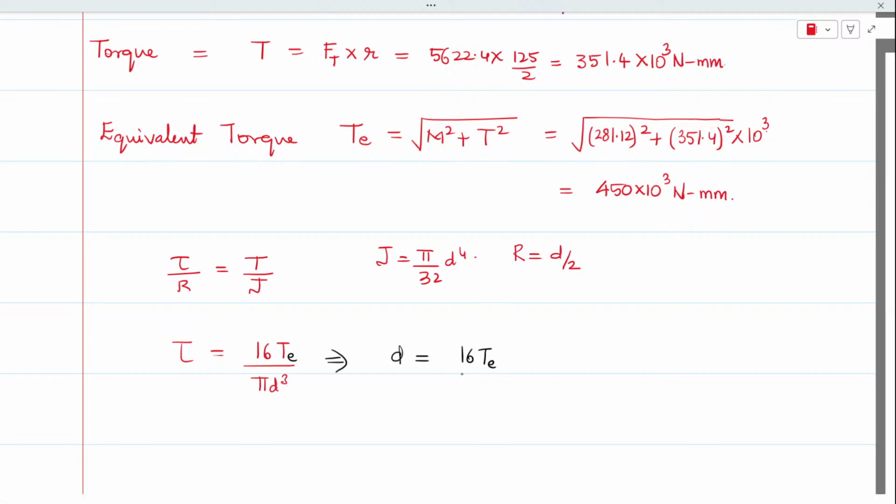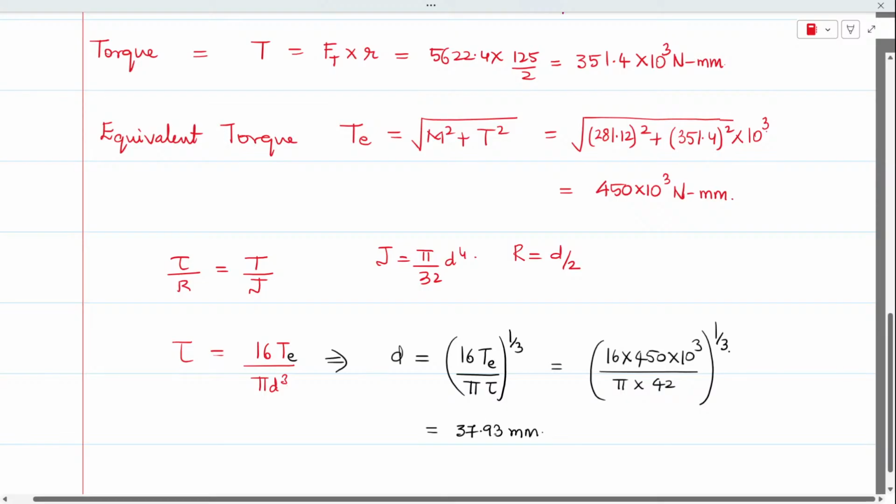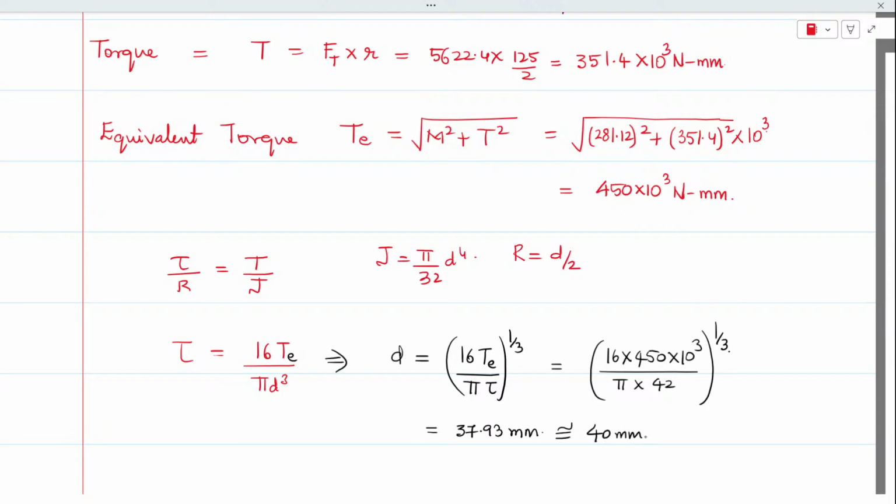d equals 16 Te divided by pi into tau, raised to the power of 1 by 3. So this will be 16 into 450 into 10 power 3 divided by pi into tau, which is 42, raised to the power of 1 by 3. Upon solving, we get 37.93. The diameter of the shaft has to be taken in multiples of 5, so this can be rounded off to 40 mm. 40 mm would be the diameter of the shaft.